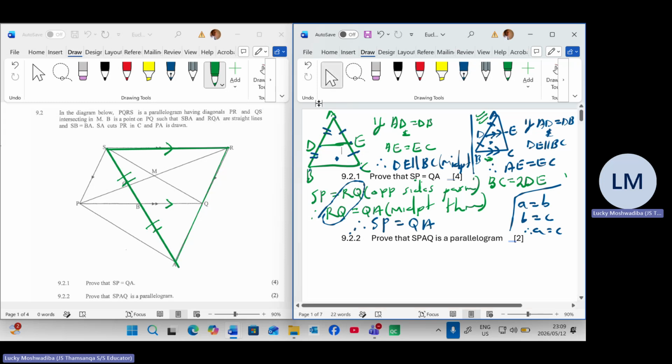But before I move on, how are the marks going to be allocated for 9.2.1? The question is 4 marks. You will be allocated a mark for a statement and the reason, a second statement, and then a reason. Then you get your 4 marks. You don't get a mark for writing the final answer that SP is equal to QA. It was given to you. You will not get any marks for that.